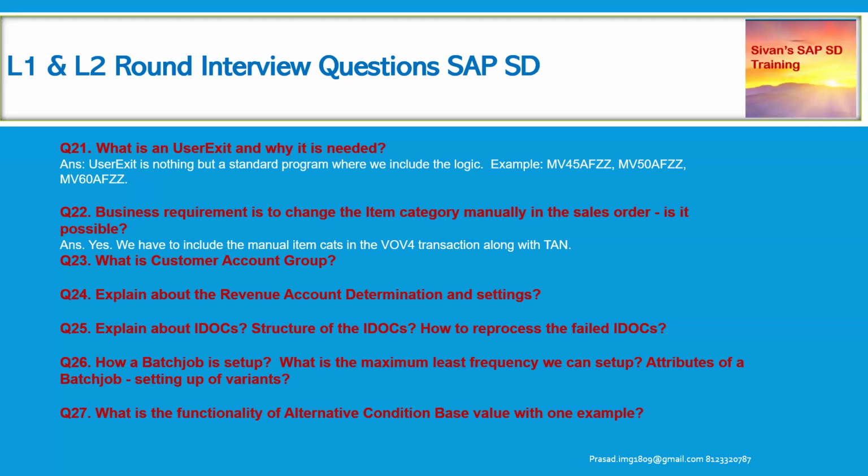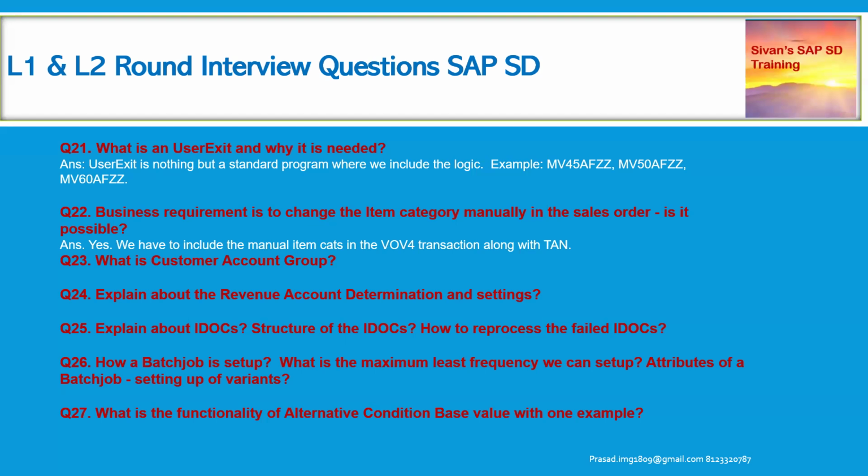What is the functionality of alternative condition base value? With one example, it is nothing but in the pricing procedure, it is an alternative to the standard condition type procedure, especially whenever we want to consider the gross weight and net weight. So in the pricing procedure, we don't have a standard pricing condition type to calculate the gross weight or net weight. Hence, we use the routine number 12 or 13 that is associated with the KF00 condition type.